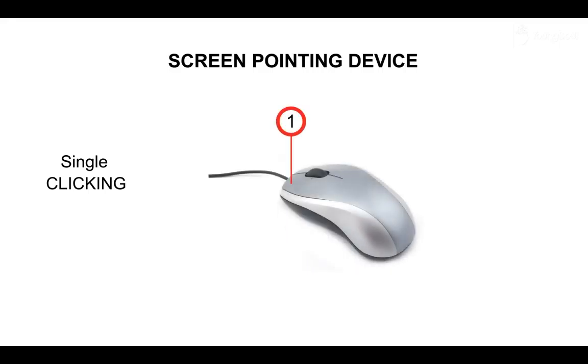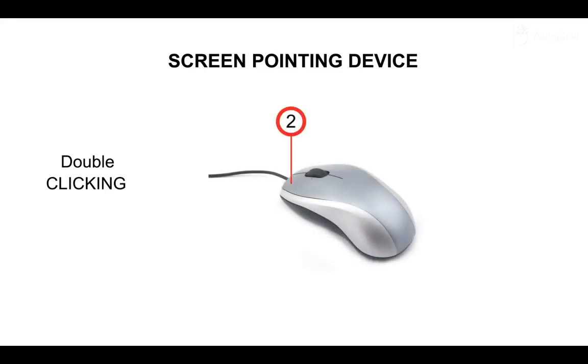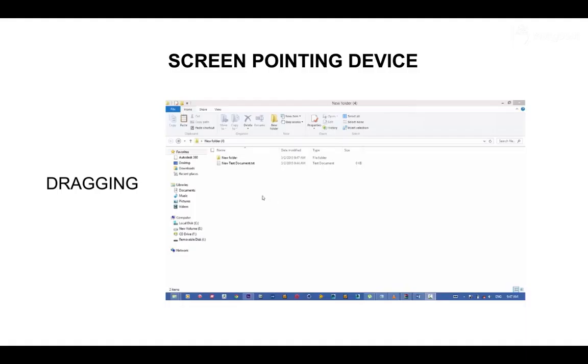Single clicking. This is the act of pressing the mouse button once without moving the mouse. This is used to select or highlight an object. Double clicking. This is the act of pressing the mouse button twice quickly without moving the mouse. When you double click any application or folder, this will open or execute the function associated with the application. Right clicking and left clicking. Dragging. To move an icon or other selected item on a computer screen by clicking on it with the mouse and pulling it to a new location.